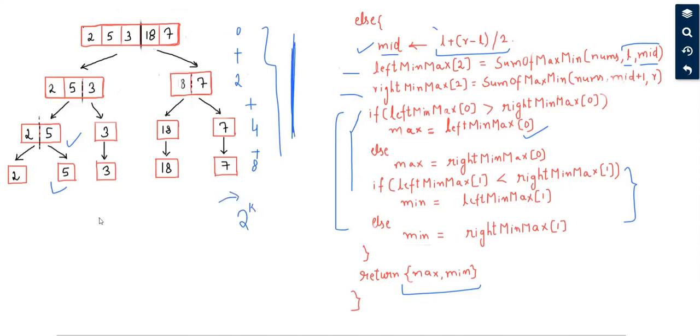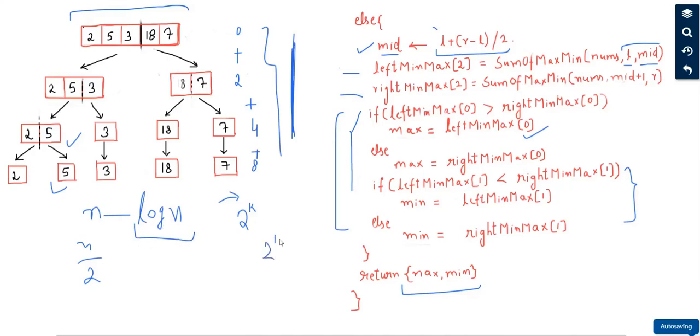So the height of this tree depends upon the number of elements which are present in the array. If there are n elements, then the height would be log n. Why? Because we are dividing n into two halves at each step. Therefore, log n would be the height of this tree. So 2 raised to the power log n gives me n, which is the time complexity for this solution.